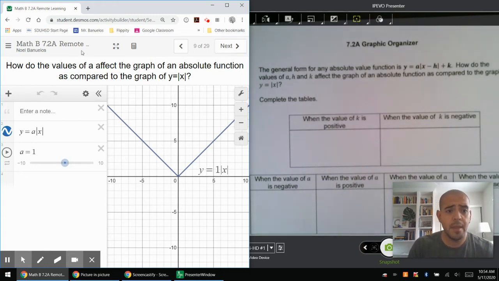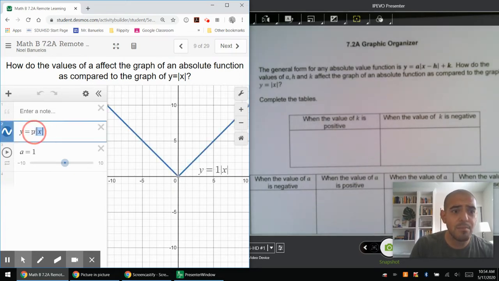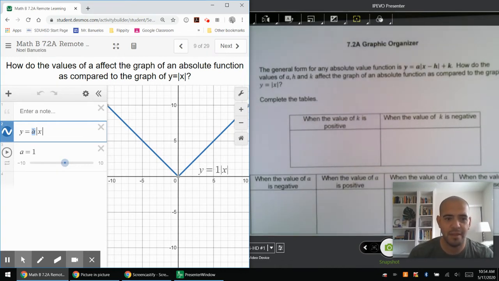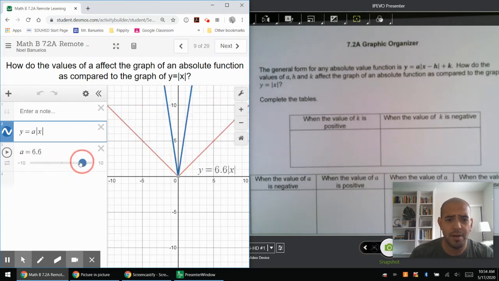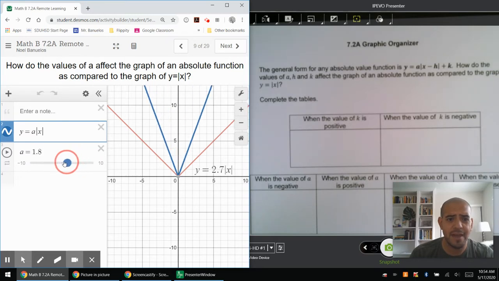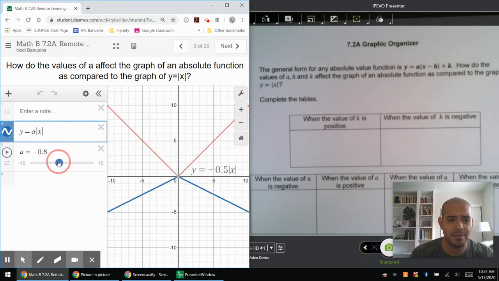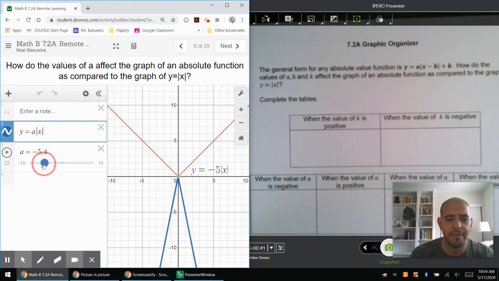Okay, so if I have the absolute value of x, now notice it over here, and I multiply it by an a, and notice where the a is. A represents a number. So if a is on the outside of the absolute value and I multiply, what happens to my absolute value graph? So the red one is the original. Now notice when I change the values of a, what happens to my absolute value graph?